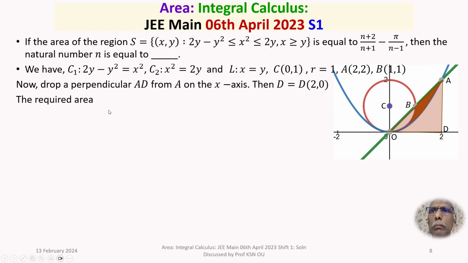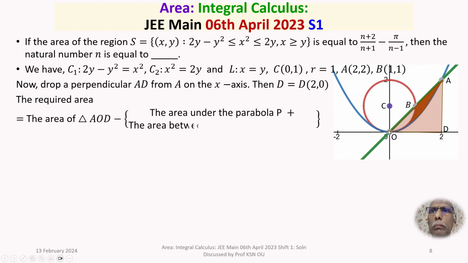So the required area is equal to the area of the triangle AOD. From that, subtract the area under the parabola. That area we denote by P for convenience. And the area between the line and the circle, we denote it by Q. So where is P? P is this, Q is this. So now, let's first of all find the area of the triangle AOD.